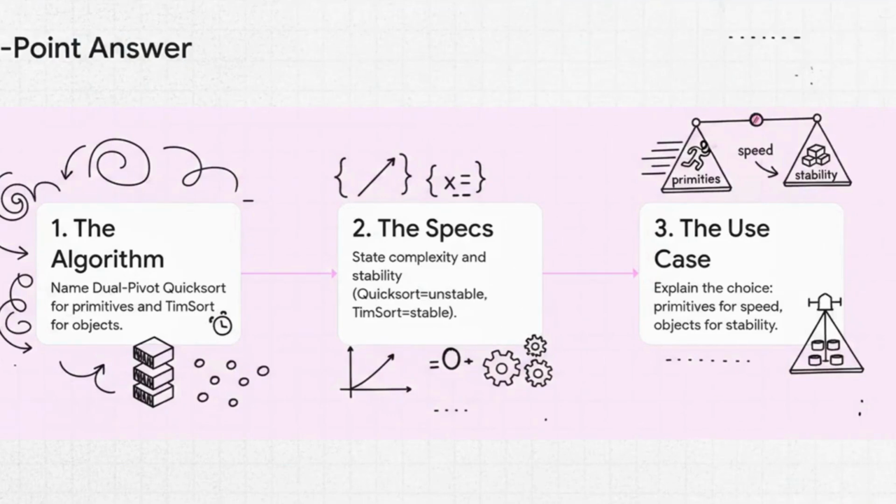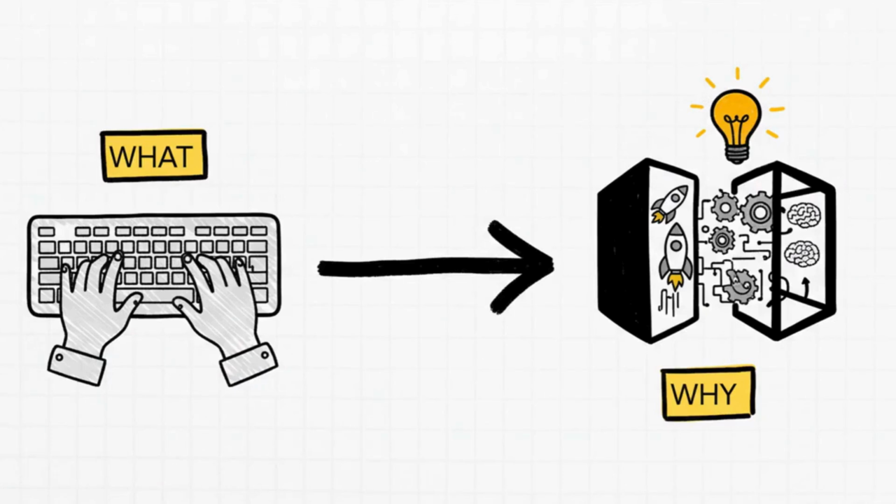Here's a simple, three-step framework you can just memorize. First, name the algorithms. Second, state their key properties, their complexity, and their stability. And third, explain the practical reason why you choose one over the other. A structured answer like this shows you really get it. And that's really what this is all about. It's about moving beyond just knowing the syntax of Arrays.sort to truly understanding the intelligent design choices that power it. Now you know what's happening under the hood, and you can make much smarter decisions in your own code.